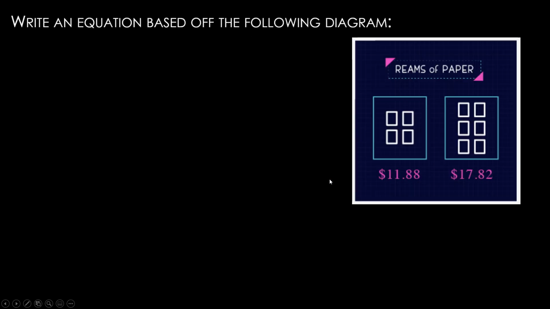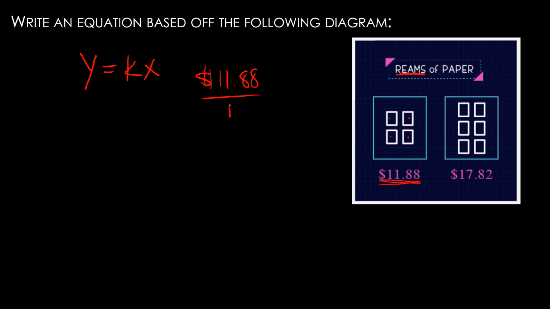Our next one says, write an equation based off of the following diagram. So it tells me that each one of these cubes is represented a ream of paper, and I have how much you pay for each ream of paper. So I need to have y equals kx. Now when you're writing your ratio here, you're given money, and remember money will always go on top. So I'm going to have 1188 divided by 1, 2, 3, 4 reams of paper. Okay, and I want to know how much I have to pay for every 1 ream of paper.